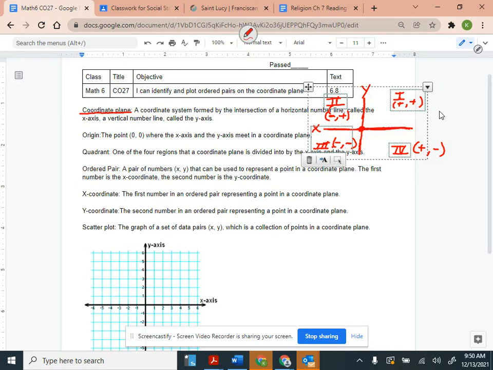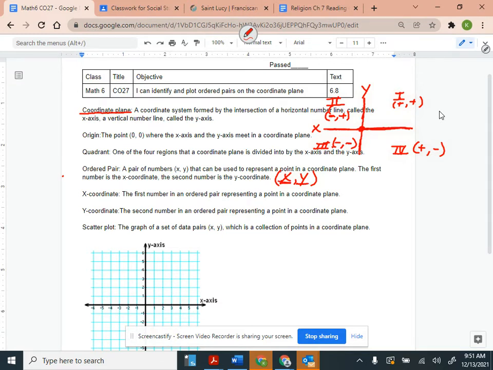An ordered pair is that x, y that can be used to represent a point on the coordinate plane. The first number is x. The second number is the y coordinate. So x, then y. X comes first in the alphabet, and X comes first in the coordinate pair. So think about the alphabet, X, Y, Z. Think about the alphabet when you're looking at your coordinates. X first, then the Y.